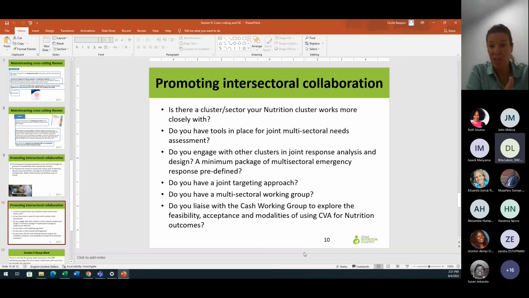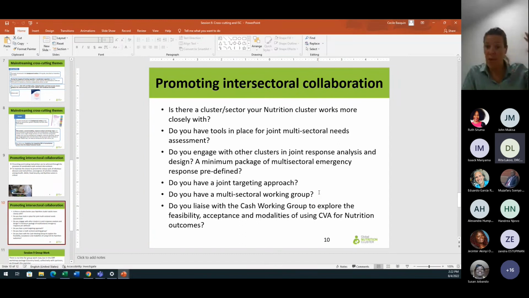You want this multi-sectoral response package to be delivered, and this is also very useful to prioritize where also we have needs with multiple deprivation, like Ruth described. And so having a joint targeting approach also to make sure that you'll have the same communities in the same areas receiving this multi-sectoral response at the same time. This is really critical. And maybe you need to establish a task force or a multi-sectoral working group.